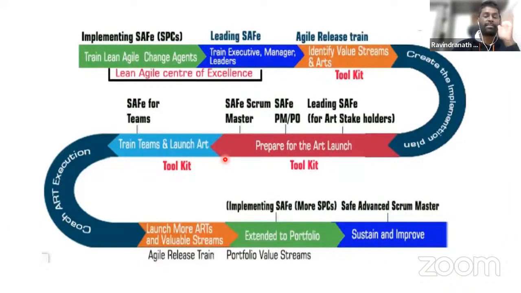This is all about implementing SAFe. You train the leaders first. You train the executives, all those guys first. You identify the value streams. You identify the ARTs, and then create the implementation plan. And then you prepare for the ART launch. All those things which you see in black color are certifications. Most of the people have a good view and a bad view about certifications. The good view is something where I go, I don't know anything, I'm a dumb guy, I attend Leading SAFe, and then I come back, I implement at least 5% of it, I see a benefit. Then I will implement the remaining 95% of it.